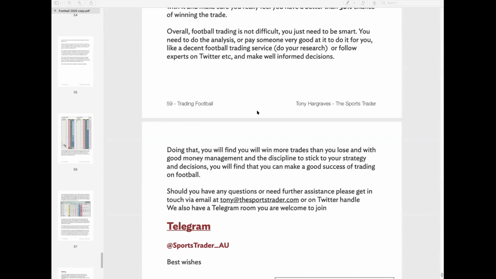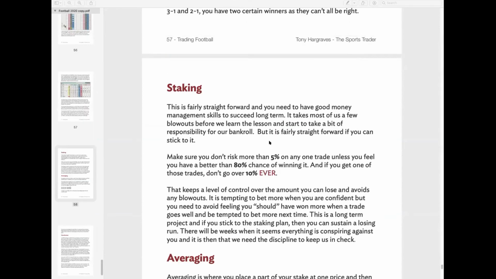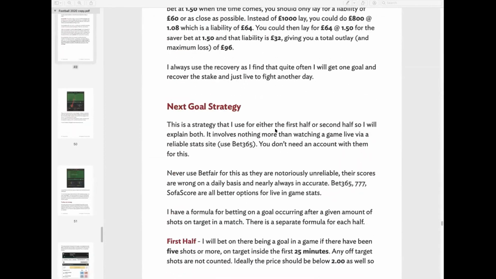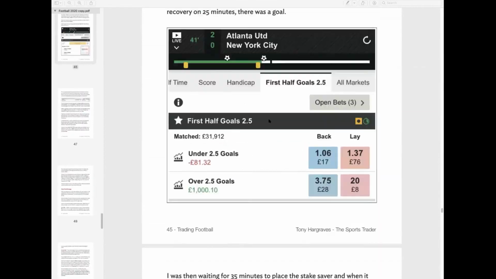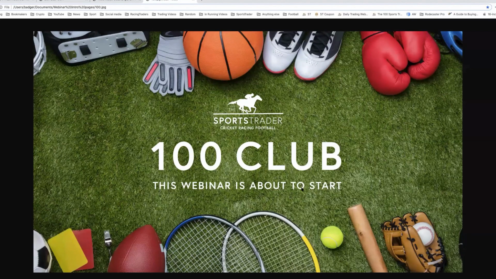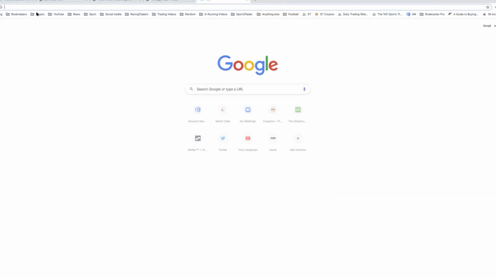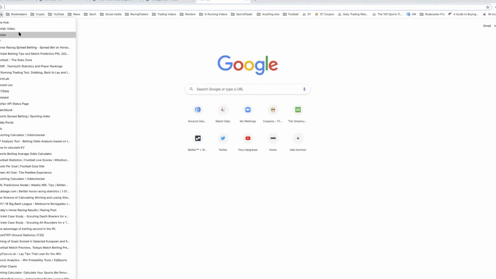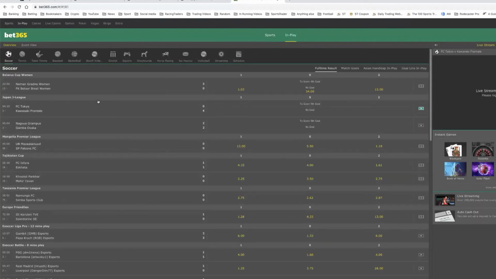But look, that's all I'm going to batter you with for this morning. It took a little bit longer than I thought. So tomorrow morning, I'll show you what we're going to have a look at. Open that up there. We're going to go and have a look at Bet365, and we're going to go through this and have a look at some games and see what we've got.